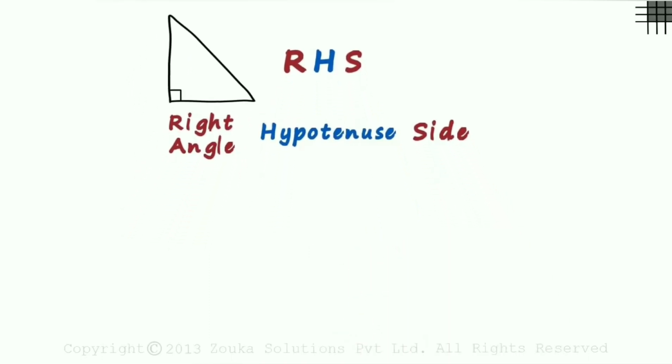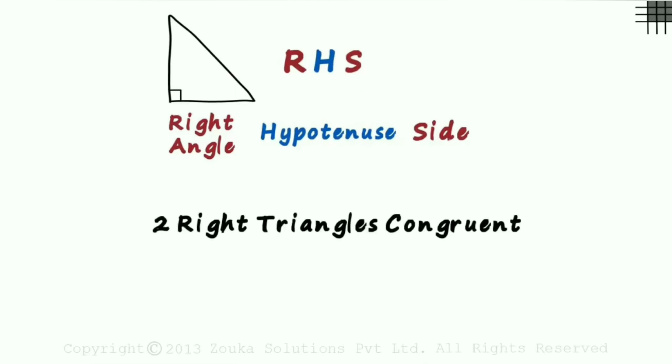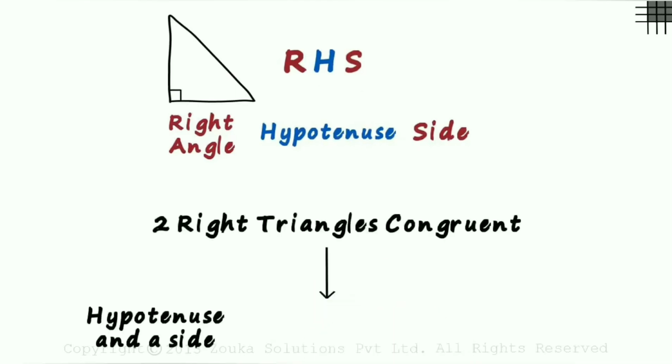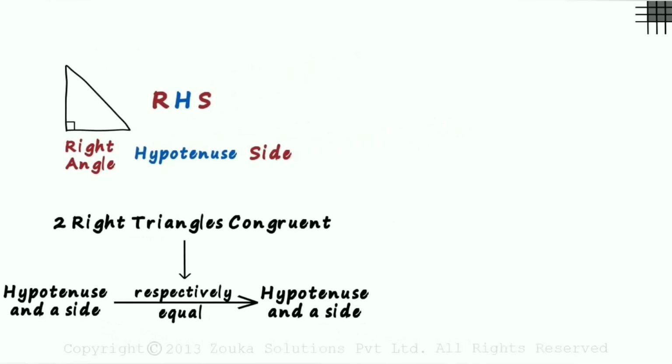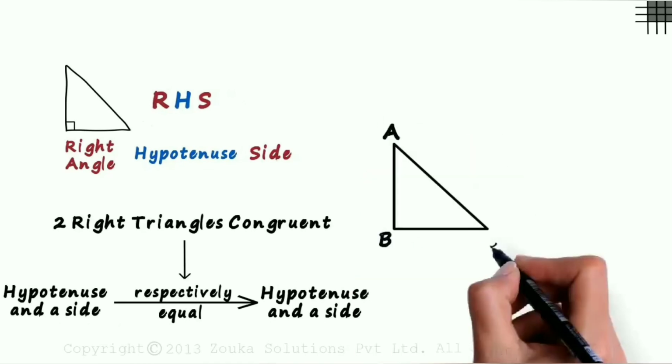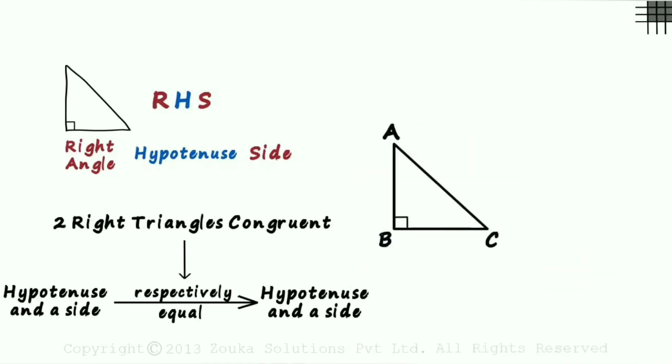So this condition says that two right triangles are congruent if the hypotenuse and one side of a triangle are respectively equal to the hypotenuse and a side of another triangle. Remember, hypotenuse and any other side. Let's understand this with figures. Suppose we have one right triangle ABC with angle ABC equal to 90 degrees. The length of the hypotenuse is 5 units and that of the height is 3 units.